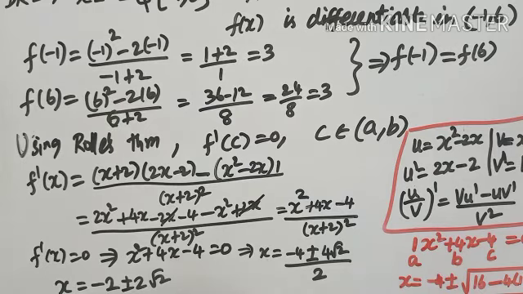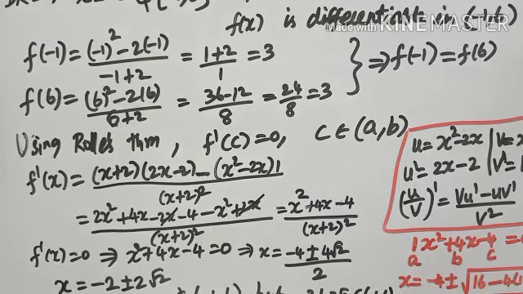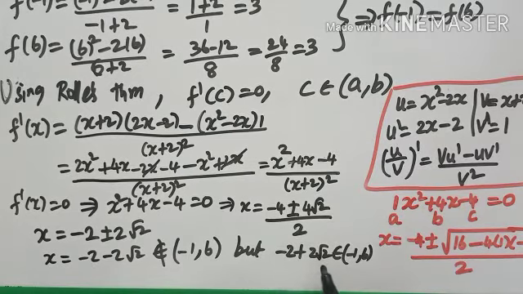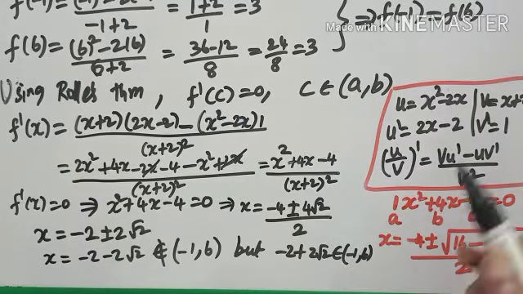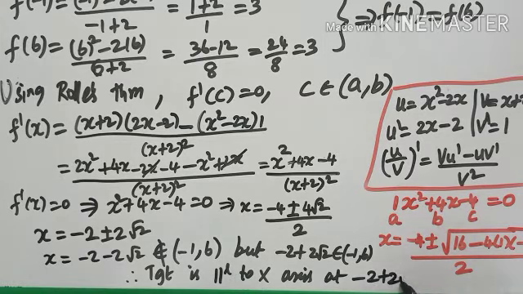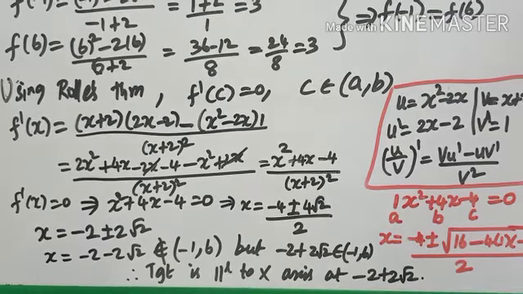Minus 2 minus 2 root 2 does not belong to the interval, but minus 2 plus 2 root 2 belongs to the interval. So at least one value belongs, then we are done. As I check the two values, I conclude minus 2 plus 2 root 2 belongs to the interval minus 1, 6. Therefore, the tangent is parallel to the x-axis at minus 2 plus 2 root 2. So at one point we have found where the tangent is parallel to the x-axis.